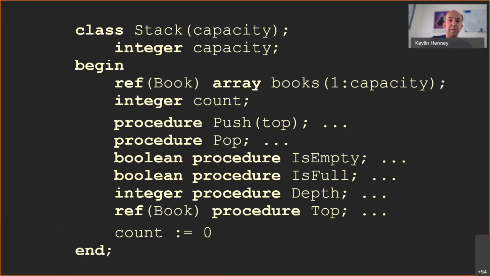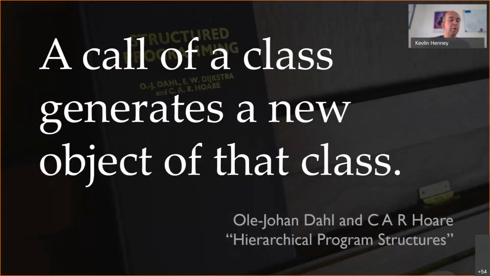And then we get this idea, a call of a class generates a new object of that class. Boom, object orientation and proceduralism have a really close relationship. But there's something else going on here. So you may think, well, hang on.